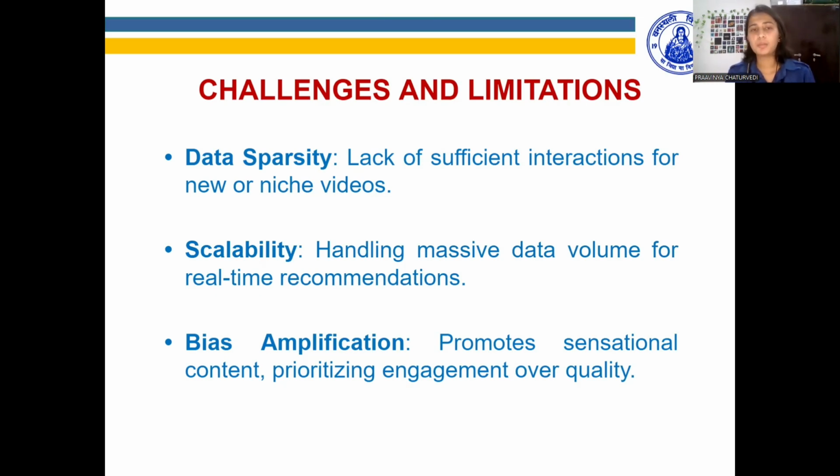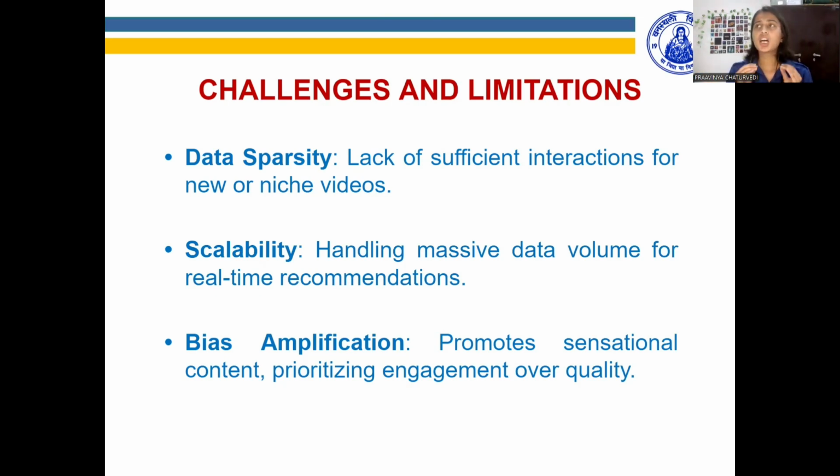Second is scalability, that is handling massive data volume for real-time recommendations. So every day there are millions of videos uploaded on YouTube, and handling all those new videos and all the data is quite difficult. So there are a lot of times when we get YouTube recommendations after 2 or 3 days of uploading the video.